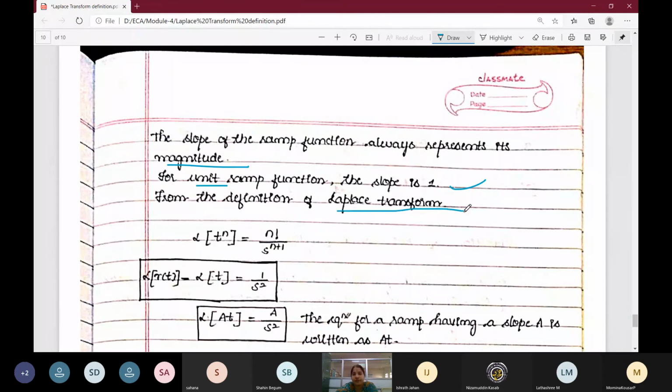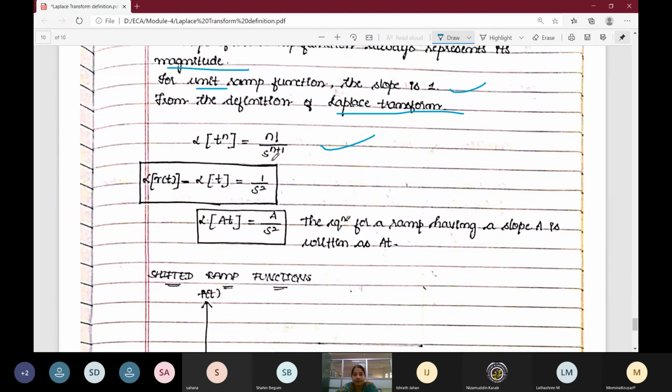One more definition we have. From the definition of Laplace transform, the Laplace transform of t to the power n is n factorial divided by s to the power n plus 1. This is the standard definition for the Laplace transform. So we will find the Laplace transform of the ramp function. The Laplace transform of r of t is nothing but the Laplace transform of t, which is varying with time. So it should be 1 divided by s to the power 1 plus 1, so it will become s square.